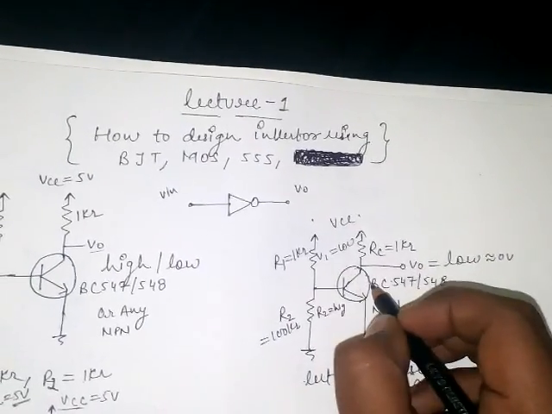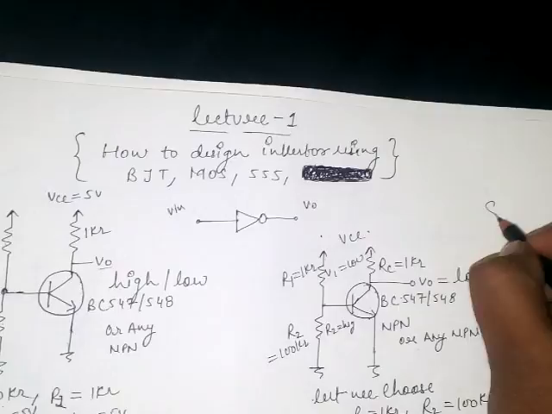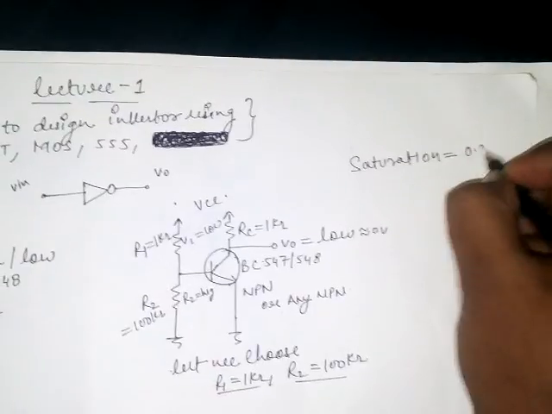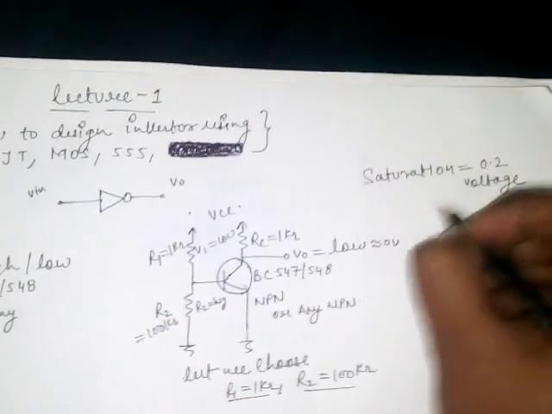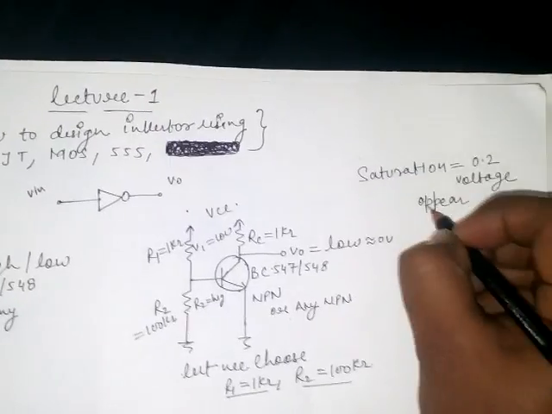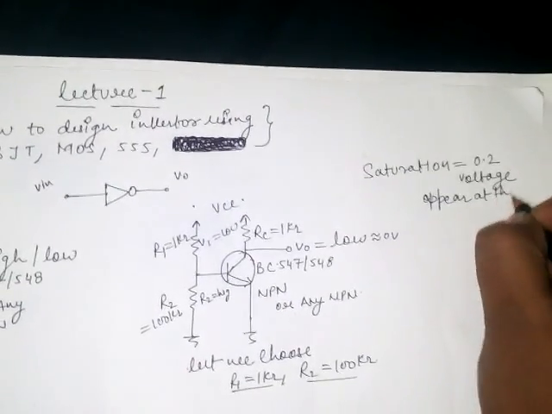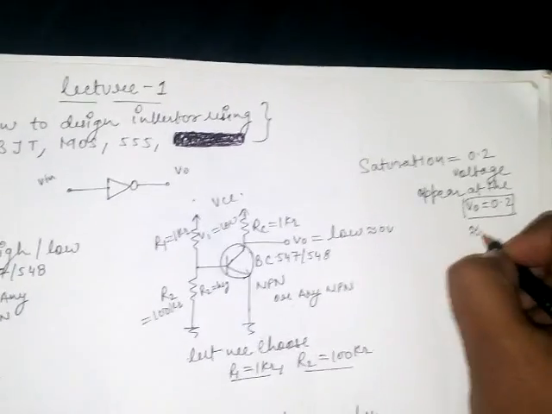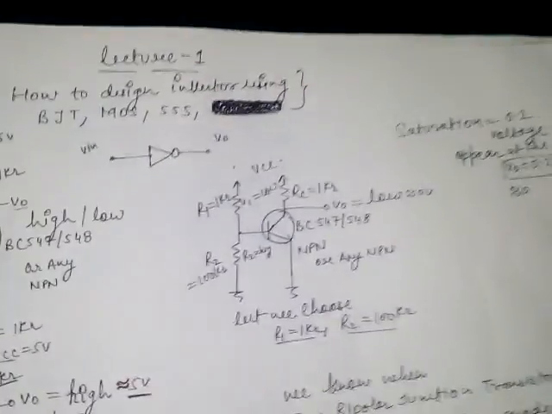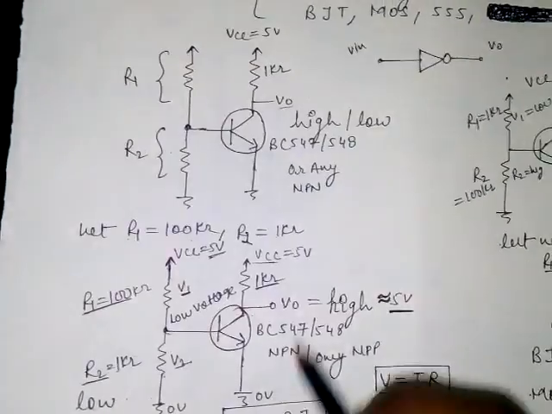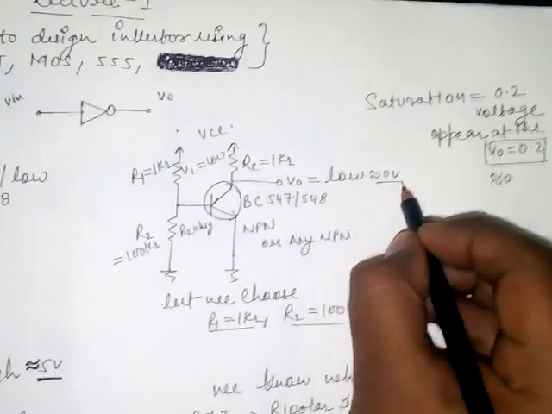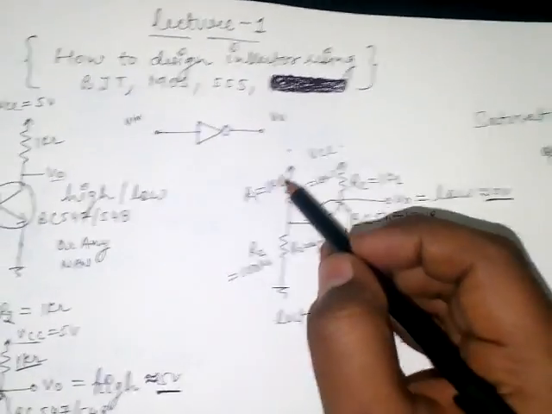If this transistor is in saturation mode, as we know, 0.2 volt appears at the output, so we can assume it as 0 volt. Okay, so we have studied how to design an inverter to get the output high, and how to design an inverter to get the output low using VDB, voltage divider biasing.